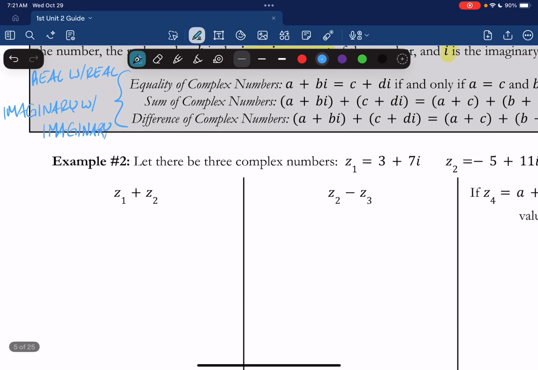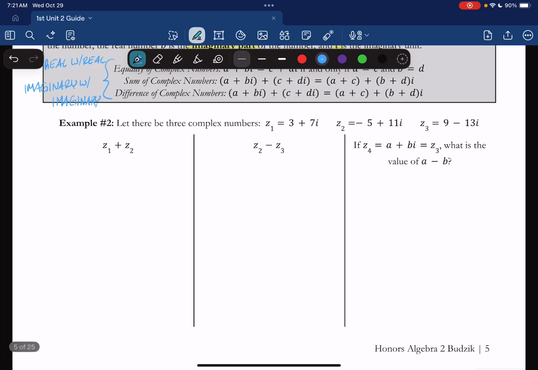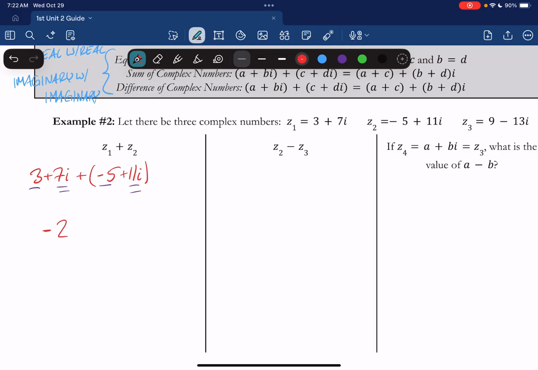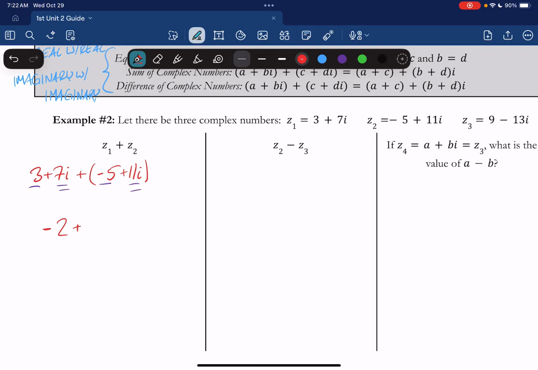Okay. All right, so if I have these three complex numbers that are given to me, the first one I want to add z1 plus z2. So I have 3 plus 7i plus negative 5 plus 11i. All I'm going to do is, again, combine real with real and imaginary with imaginary. So I have 3 and negative 5, and then 7i plus 11i. So 3 minus 5 is negative 2. 7i plus 11i is plus 18i. And we just added those complex numbers. So again, it's not really any different from the addition that you've kind of seen before.